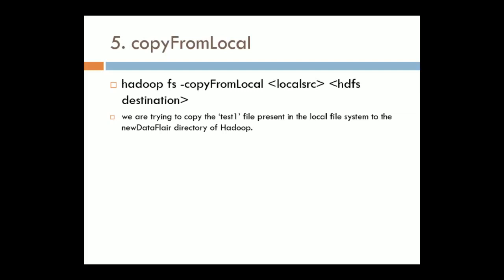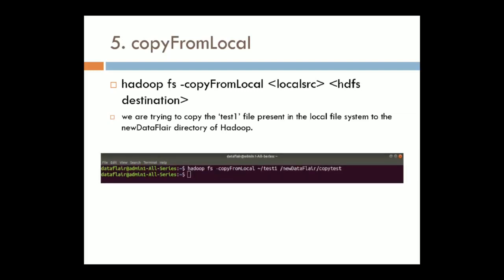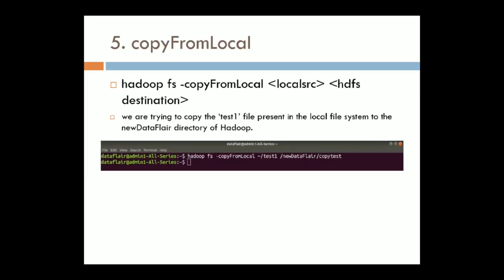So what we are going to do is copy from the local source to the HDFS destination. For that we need the command -copyFromLocal. Now let us take an example where we try to copy the test1 file present in the local file system to the new data flare directory of Hadoop. This is my data flare directory which is available in Hadoop. So let's go ahead and see what we are actually doing.